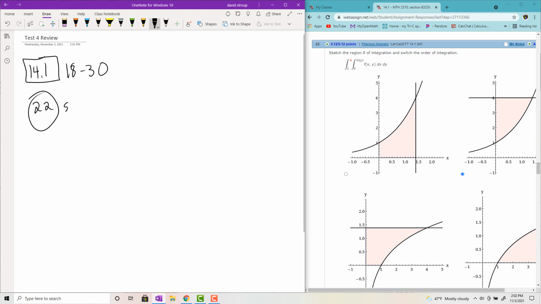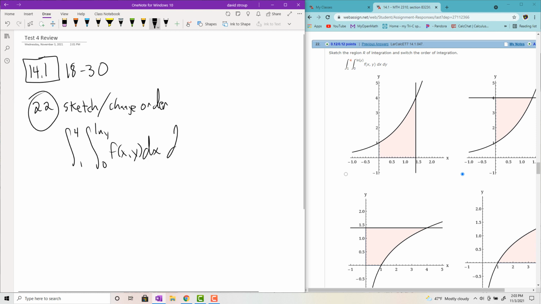So they want you to sketch the region designated by the integral and then change the order of integration. They don't ask you to actually integrate. I'll specify that on the question, so make sure you're reading the questions. But anyways, given the integral 1 to 4 and then 0 to ln y of f of xy dx dy, let's get a picture of what it looks like.